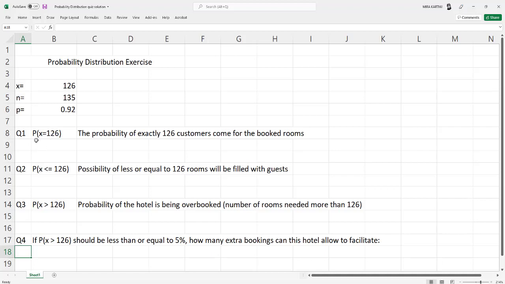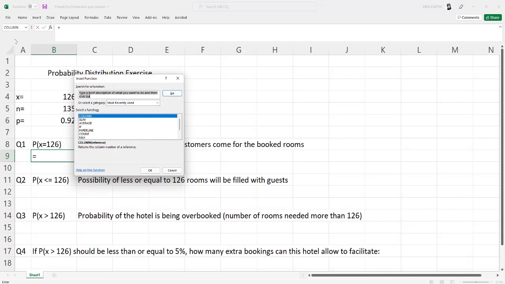Now we're going to look at the probability of the first one. The first question is the probability of exactly 126 customers coming for the rooms that they have booked. Keep in mind that there are only two possibilities for each customer: either they come for the rooms they've booked or they don't turn up. So in this case, we're going to use the binomial distribution, because we expect two possible outcomes for each guest.